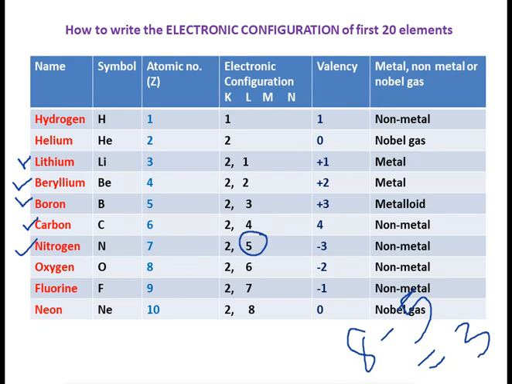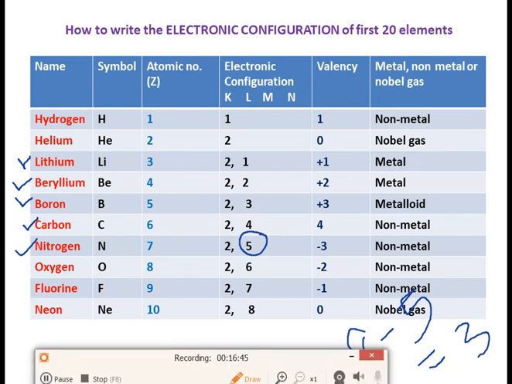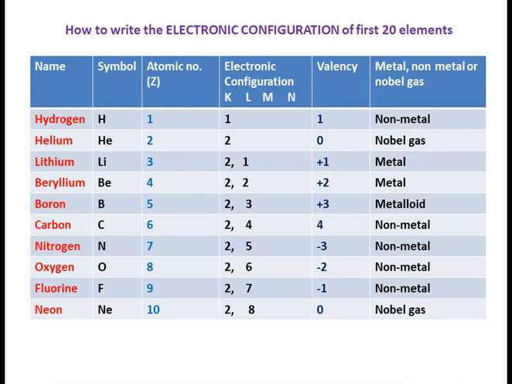Now let's come to oxygen. Atomic number of oxygen is 8 and its symbol is capital O. So 8 protons and 8 electrons. 2 electrons will go in the K shell. 8 minus 2, 6 electrons are left that will be present in the L shell. Now it is having 6 electrons in the outermost shell. How many electrons does it need to become stable? It needs 2 more electrons to become stable. 8 minus 6, that is 2. So it will have -2 valency and it is a non-metal.